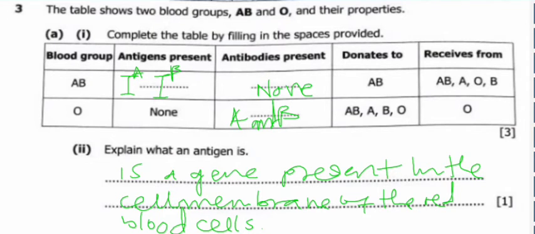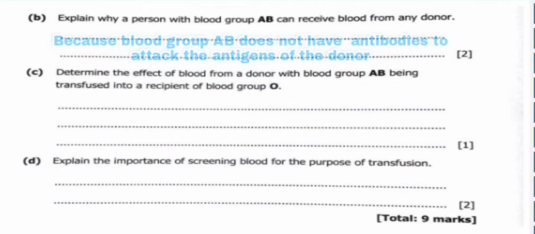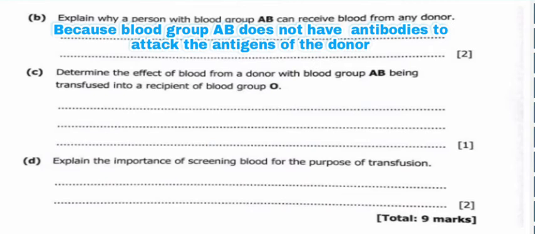Now, question B is saying, explain why a person with blood group AB can receive blood from any donor. So the reason why blood group AB can receive blood from any donor is because blood group AB does not have an antibody to attack the antigen of the donor, right? So blood group AB does not contain the antibodies to attack the antigen of the donor.